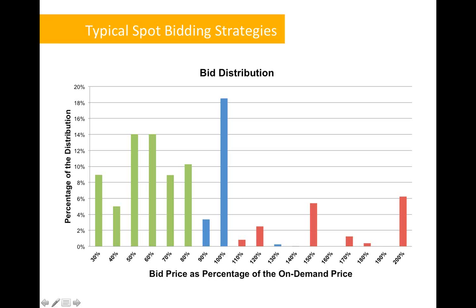And there are even some people who bid higher than the on-demand price as well. But remember, even if you bid higher, you still get the instance and pay the spot price. So the spot price will be the same or lower than your bid price. So a couple of different bidding strategies there. You can bid lower, you can bid exactly on, which is the most popular that I see, or you can even bid above the on-demand price.